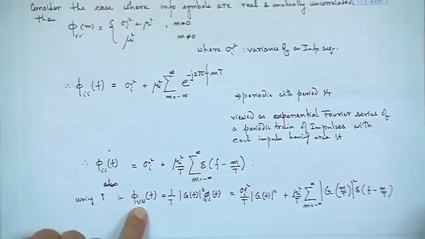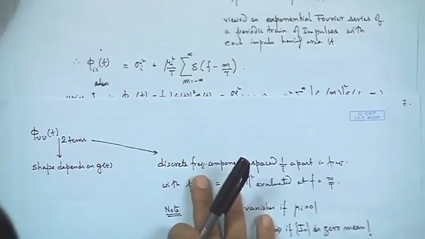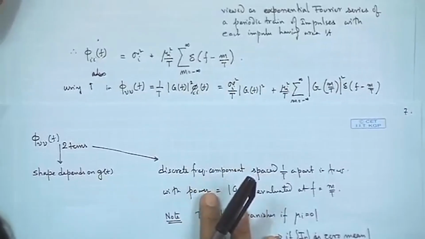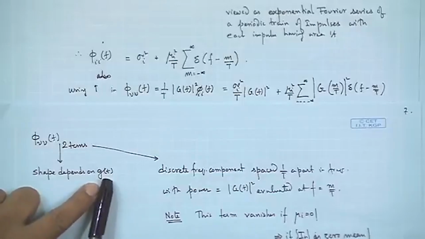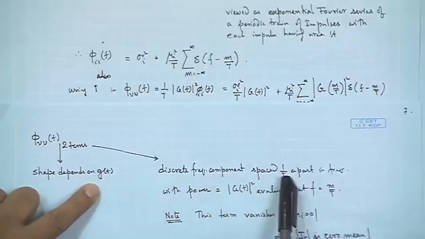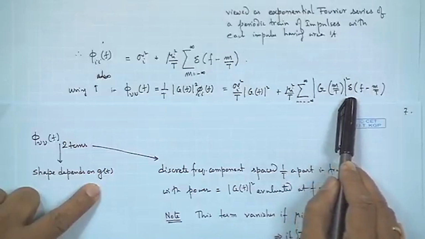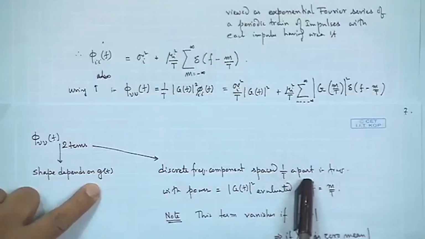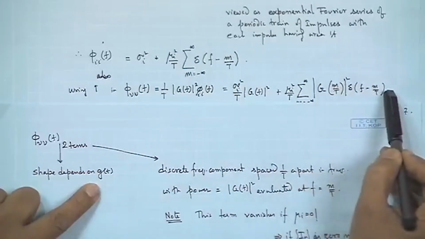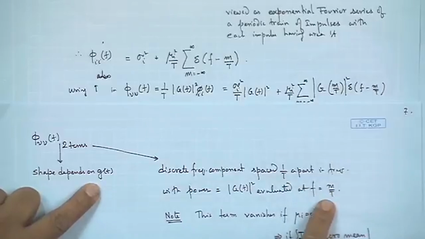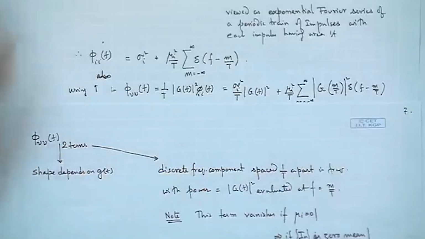Now if you look at phi_vv(f), whatever form it takes, what you can say is that there are two terms in this thing. One is the dependence on the shape of g(t), and the other is the discrete frequency component spaced 1/T apart, which is clear from this. There is a delta(f - m/T), which is the discrete frequency component, and there is this G(f), which is also present, and this one you would evaluate at f equals m/T. So, these are the two different things that you have in this particular expression.